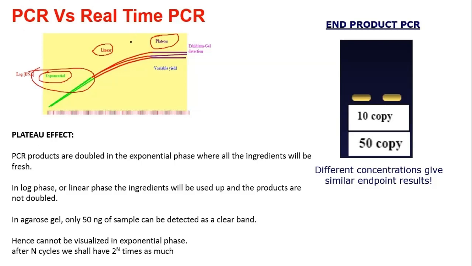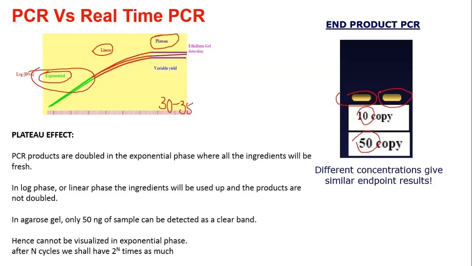And in the linear phase, what happens is it goes slowly down and uses up all the ingredients present in the PCR tube, and it reaches the plateau phase at about 30 to 35 cycles. So nearly at 40 cycles, everything is used up, and whatever is present is the final end product. That's why in PCR, there is a chance that even if 10 copies present or 50 copies present, both you can see as one single band of the same size.